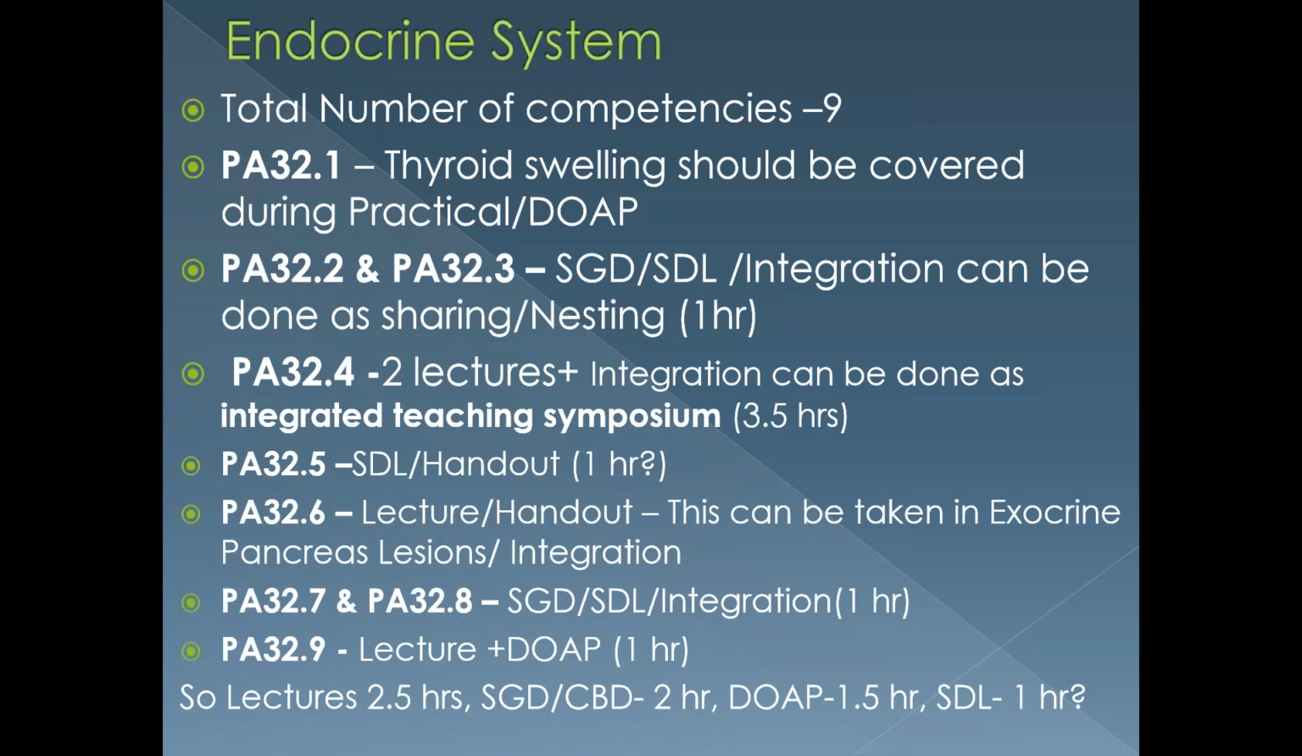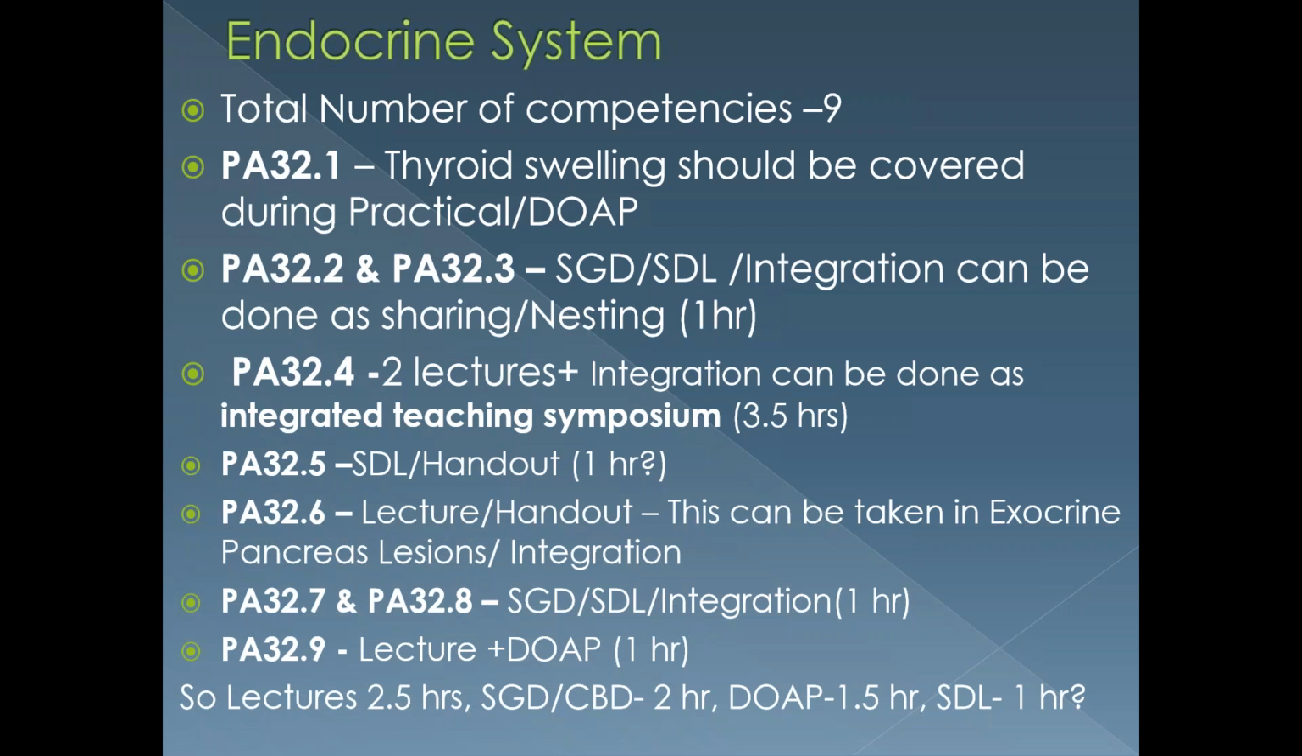So that may or may not be taken within the time limit. If we give a handout, no separate time would be required. PA 32.6, again there will be 1 lecture, and let all decide if it should be kept along with exocrine pancreas lesions and not in endocrine pathology. If we all decide in which chapter to take this particular competency, I think it will be helpful for everybody.